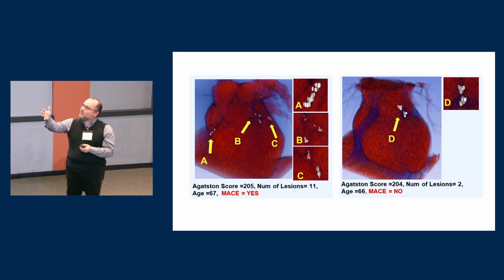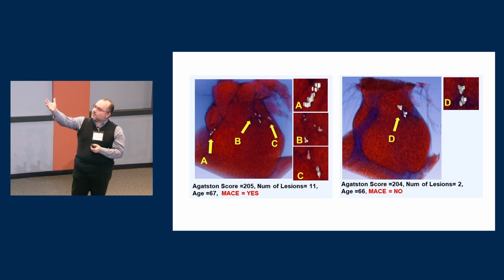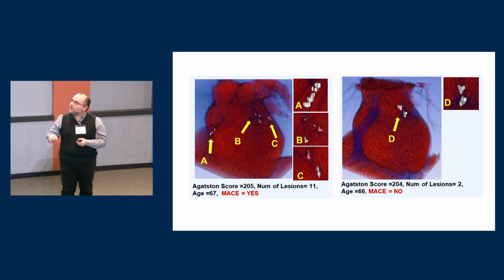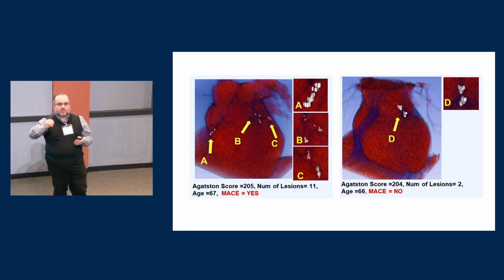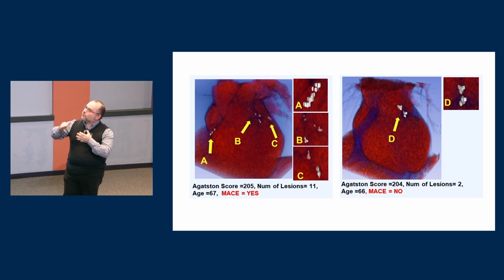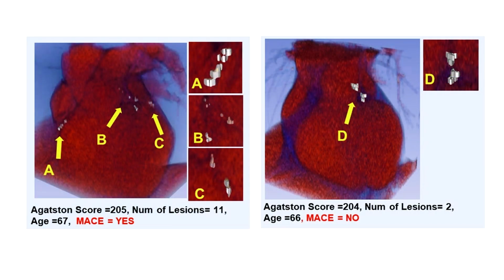These are two patients of the same age. They have very similar scores. You can see 205 and 204, very, very similar. But you can see that they're very different in the spatial location of the plaque. They're very different in terms of which vessels. You can see A, B, C, three vessels on the left, while the right side had one vessel. And this MACE is major adverse cardiovascular event. Think of it as a heart attack. The patient on the left side had a heart attack approximately a year later.